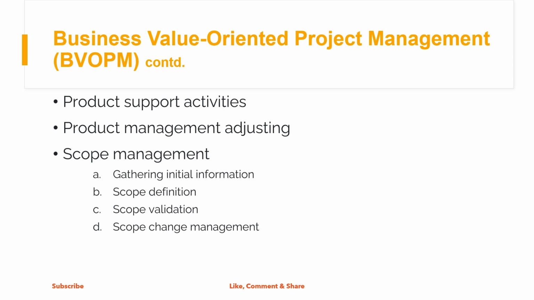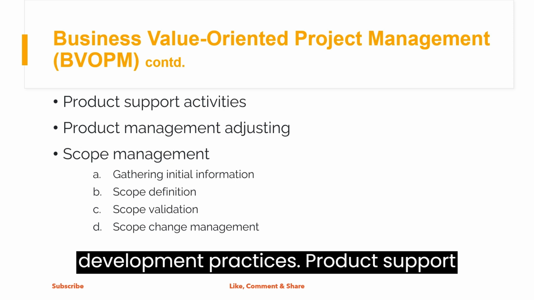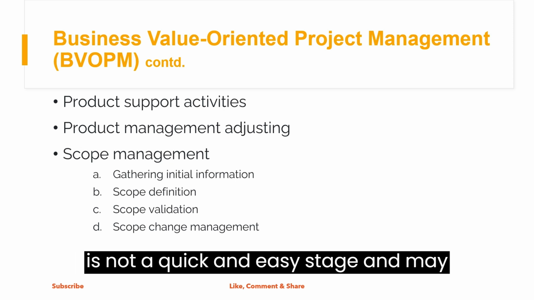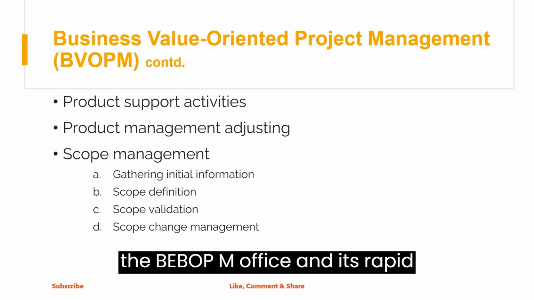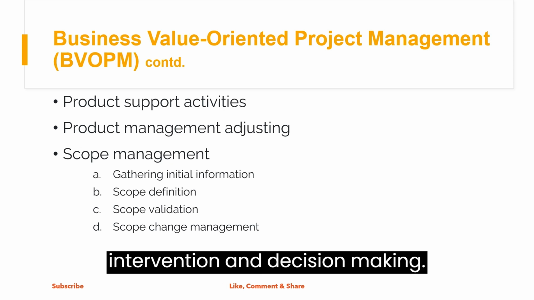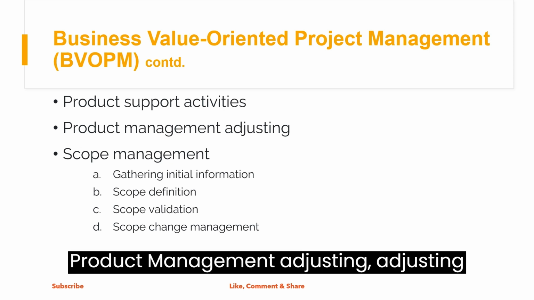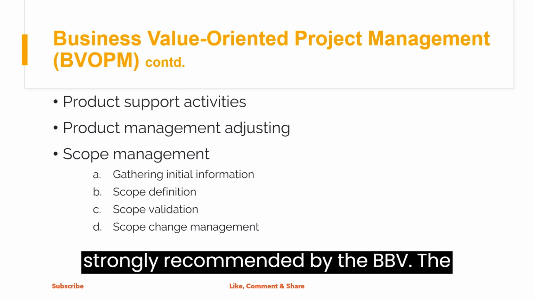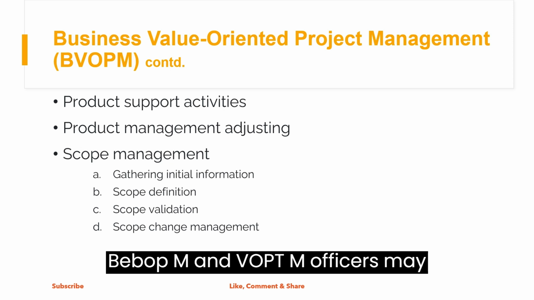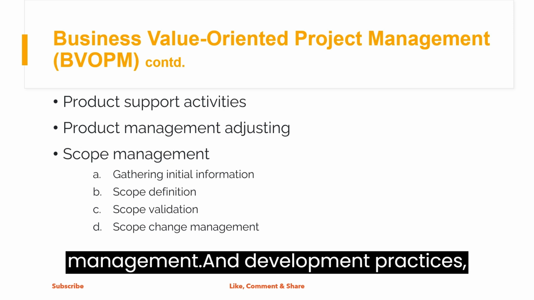Product support activities may include many research and development practices. Product support is not a quick and easy stage and may require the involvement and knowledge of the BIVOPM office and its rapid intervention and decision making. Product management adjusting. Adjusting processes, practices, and tools is strongly recommended by the BIVOP. The BIVOPM and BIVOPTM offices may work together in adjusting the product management and development practices.